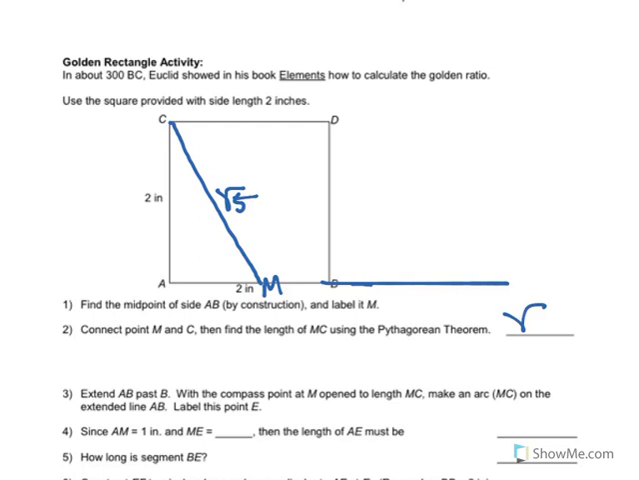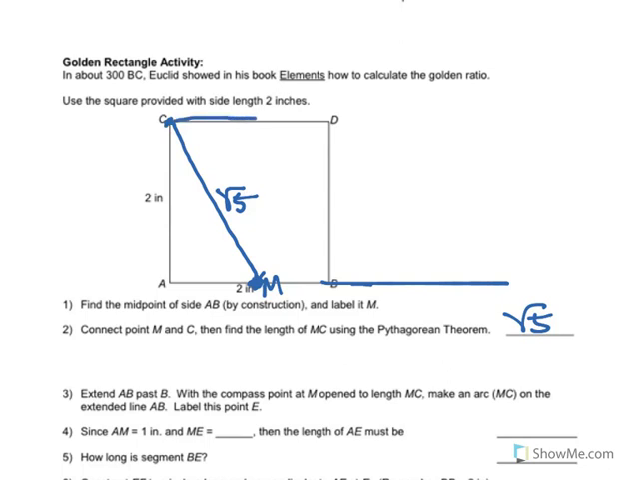Now, here I'll put my information here. It says label that. Okay, let's see, with a compass point open to the length of MC. So we're going to put our compass at that midpoint and we're going to measure it to C. And keeping it right there on that midpoint, you're going to draw an arc.